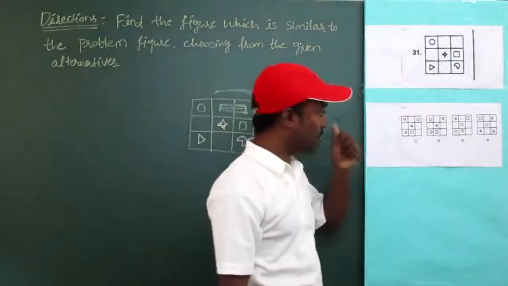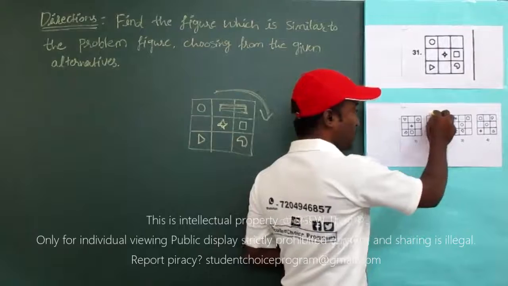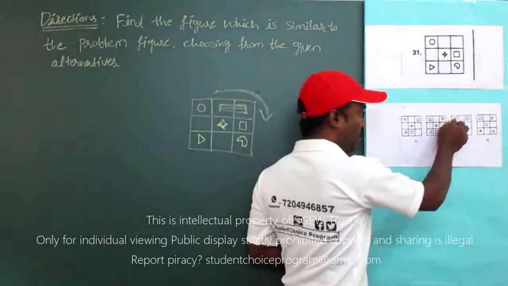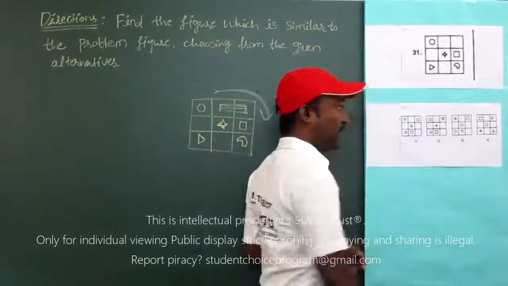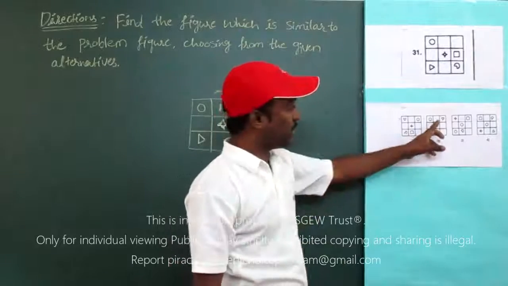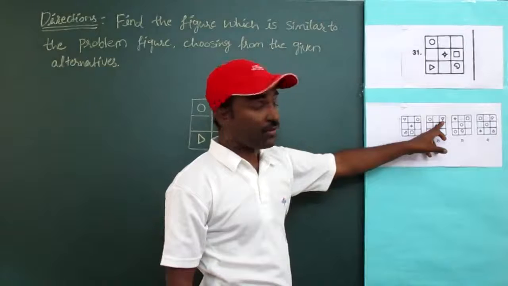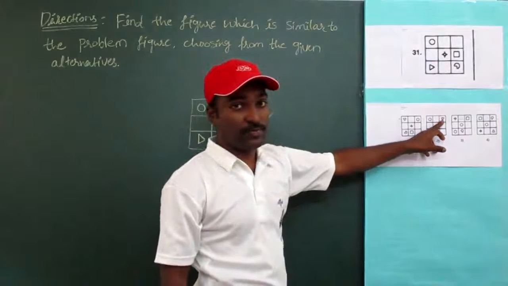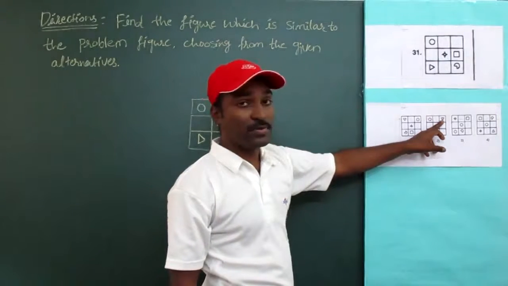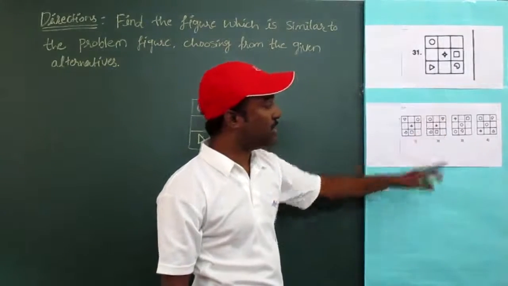Now moving to the second option. In the second option, if you observe this circle, after two empty boxes I should get a square. Can you get a square here after two empty boxes? First of all, I am not having two empty boxes here, so this will be a wrong option. Now I eliminated the second option.